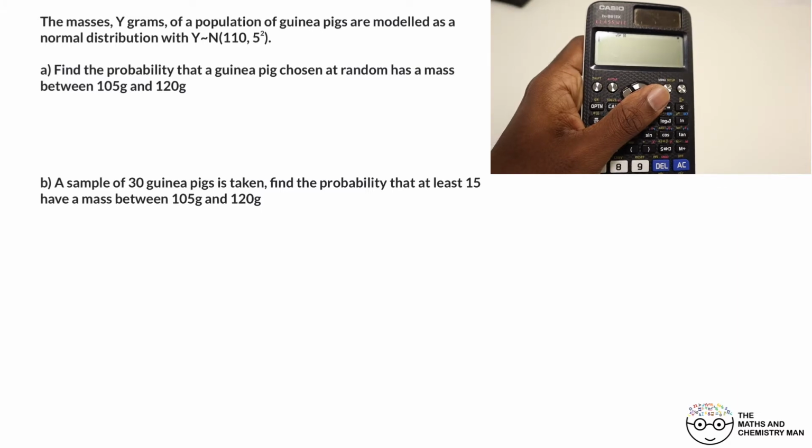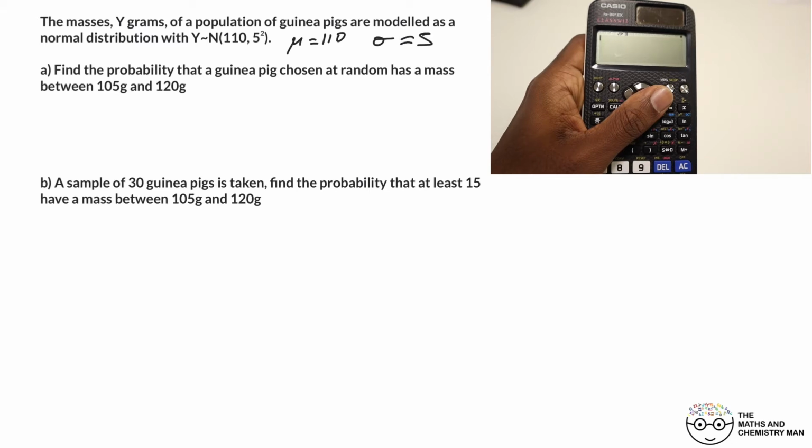Okay, it is solution time. So let's get through it. The first thing we should do is write down our distribution in a bit more detail here. We've got our mean as 110 and our standard deviation as 5. Those are the key things that we need to solve this question.